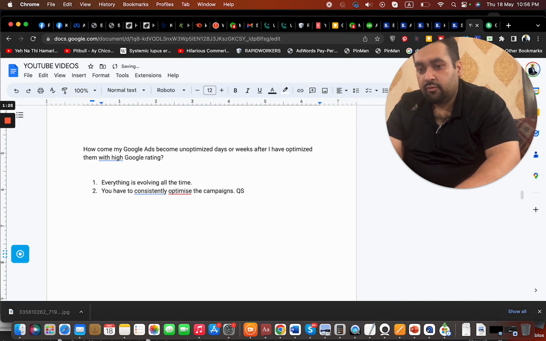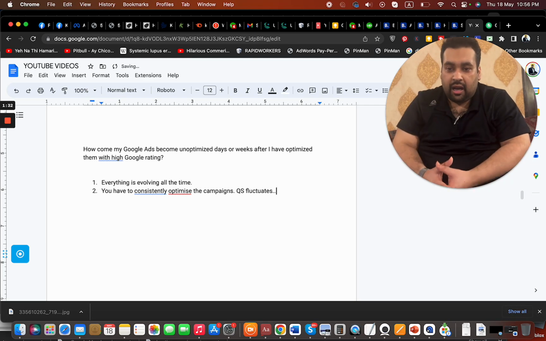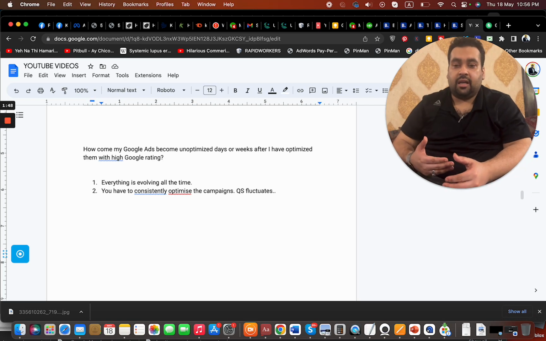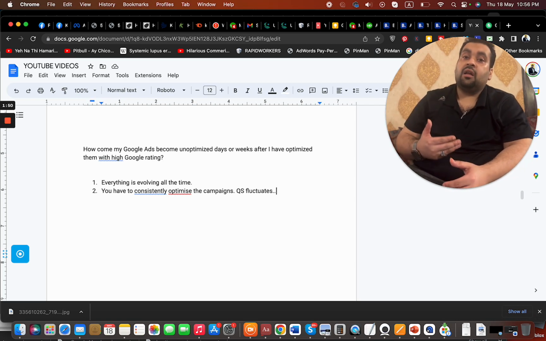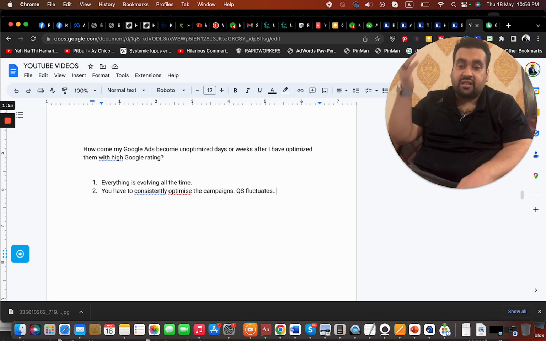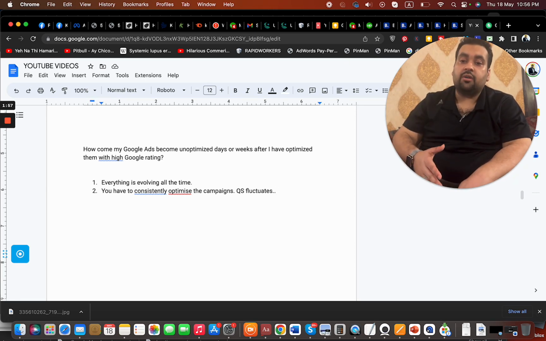Quality score fluctuates. For those who don't know, Google ads, Bing ads, and Facebook ads work on the quality score algorithm, where the higher your quality score is, the cheaper cost per click you have to pay. There are even certain scenarios where your quality score is 10 by 10 and you are paying 10 times lower price as compared to your competitors for the same ad, for the same keyword, for the same ad position, just because your quality score is optimized.